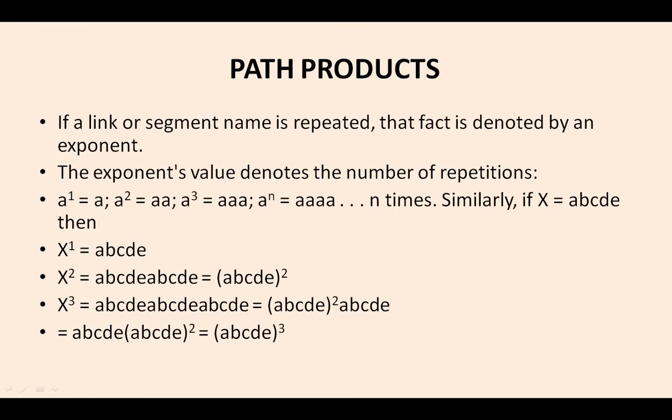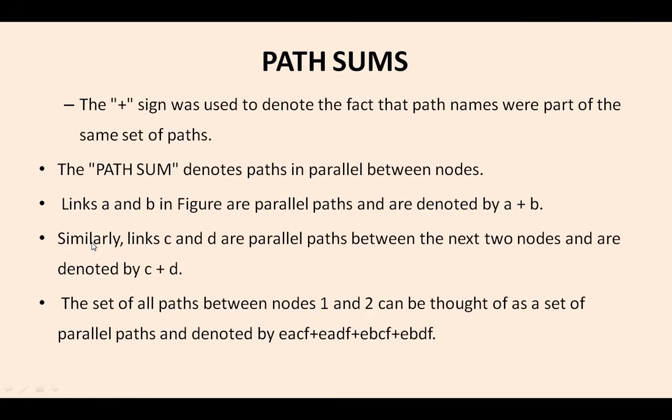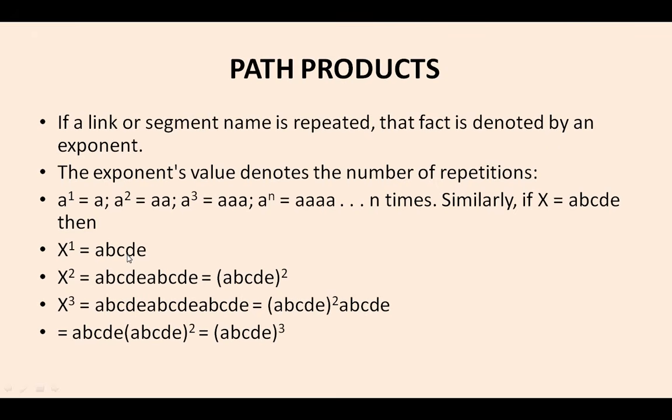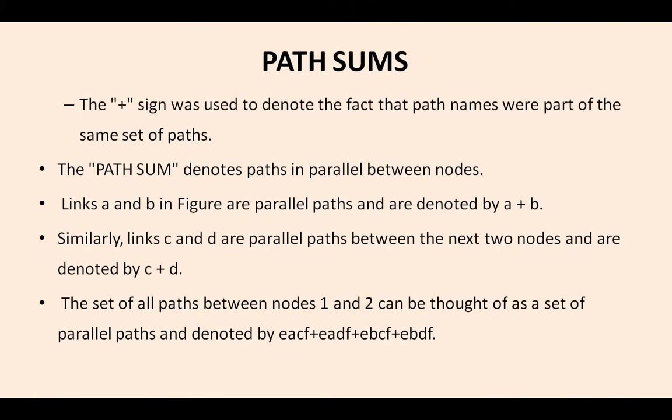Similarly, if x is equal to abcde, then x to the power of 1 is abcde. X squared means abcde that can be represented as abcde whole squared. In the same manner, x cubed is abcde squared times abcde, that is abcde to the power of 3, or abcde cubed. Like that, path products can be represented with the help of exponents also.